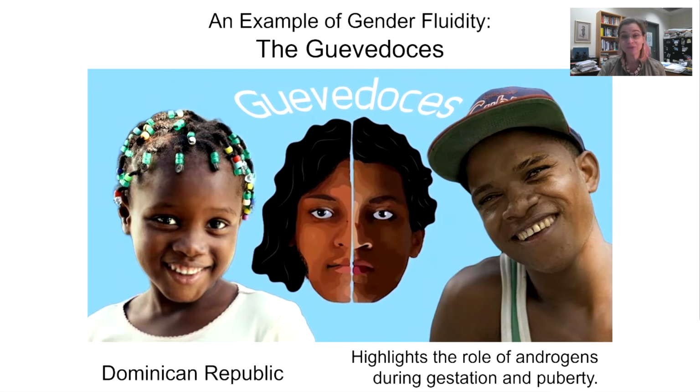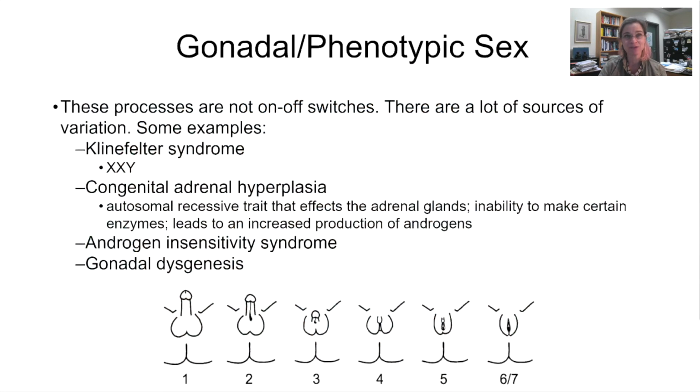There's many other mechanisms through which you get to this variation, and I wanted to give you just a few more examples to give you a sense of this variation. Because remember, these processes are not on-off switches. There are a lot of sources of variation. So we've talked before about Klinefelter syndrome, where people are XXY. Because they have a Y chromosome, they have the SRY gene, and so they have that masculinization. But because they have two X chromosomes, there are also some more feminized aspects of their phenotype.